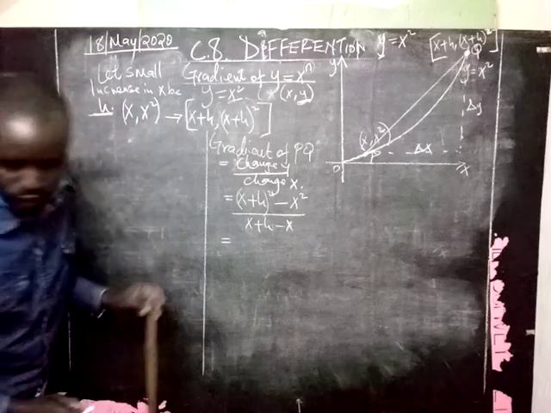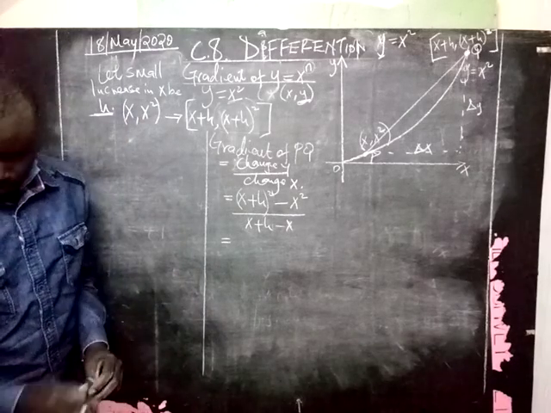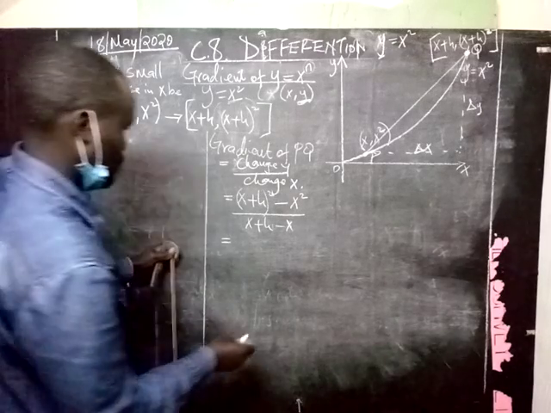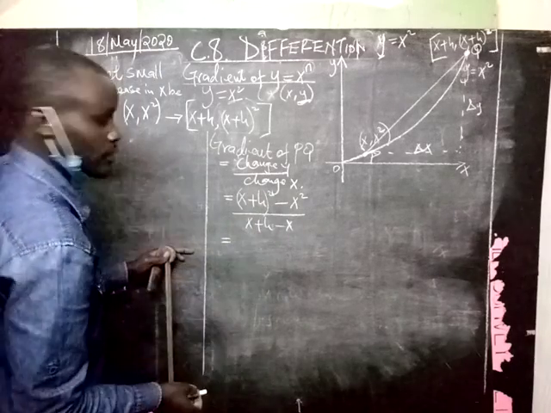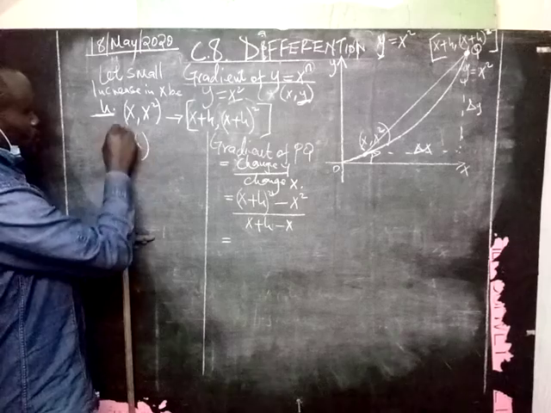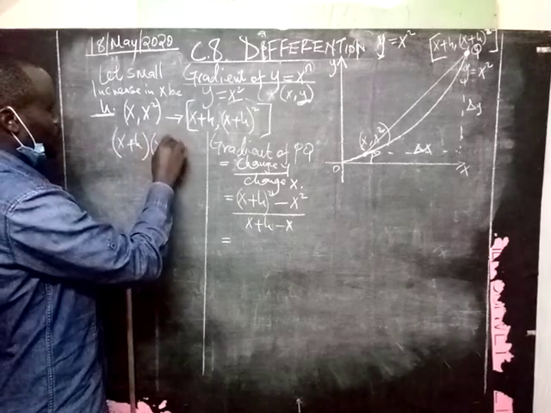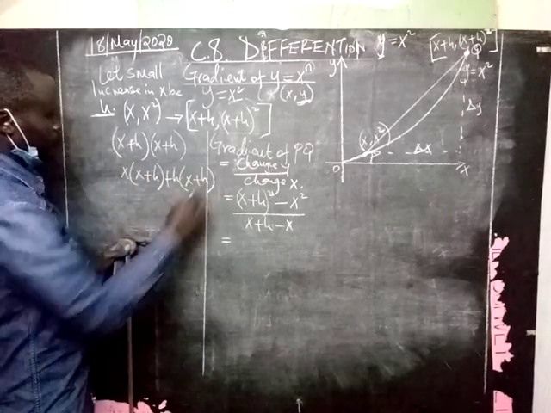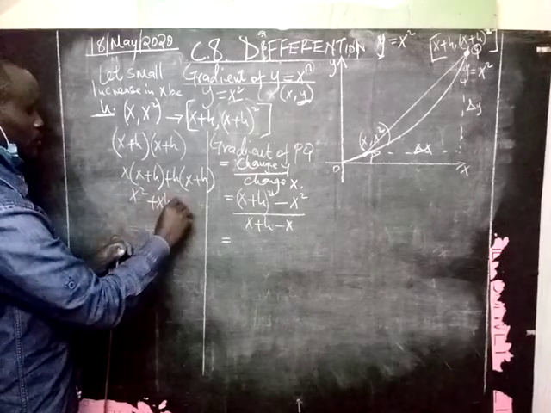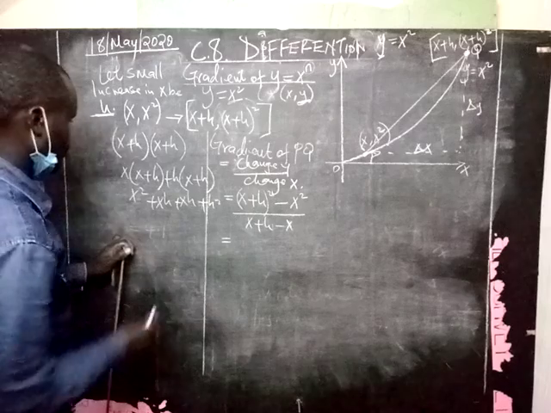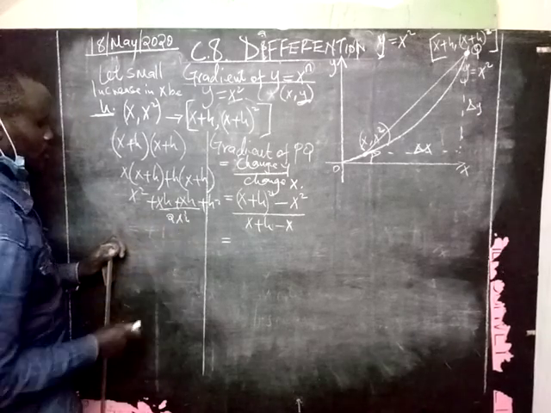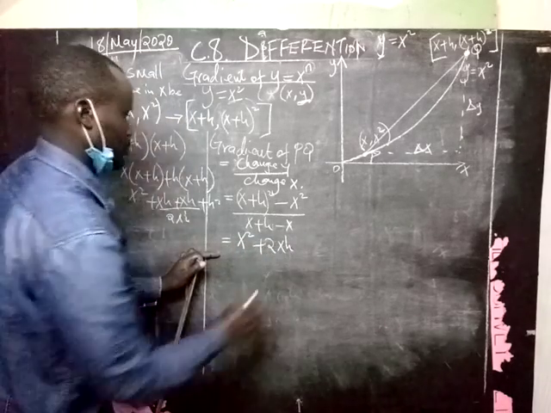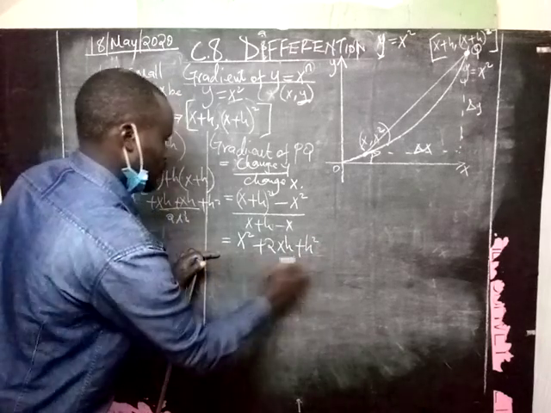So when we open the brackets, remember that how to open brackets is x plus h. It's like x plus h, x plus h. So that is x into x plus h plus h into x plus h. So that we are going to have x squared plus xh plus xh plus h squared. So for this case, this one is going to give us 2xh. So we are going to have x squared plus 2xh plus h squared. All of this is an expansion of this.